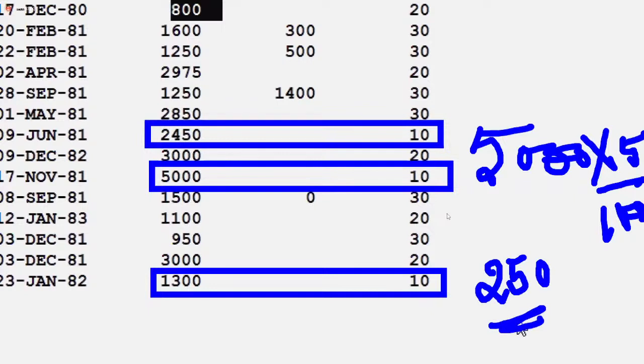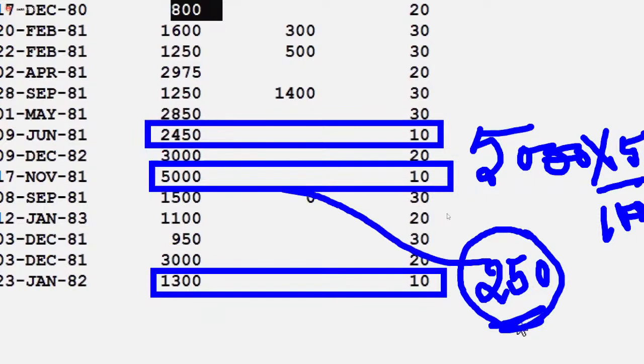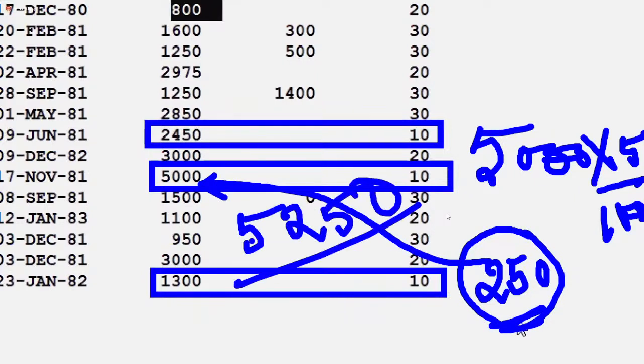250 rupees. So 250 rupees plus I'm adding to 5,000. Total 5,250 rupees. But here my table is having 5,000. I don't want to show it like this. I want to show how much amount will come to you after the increment.